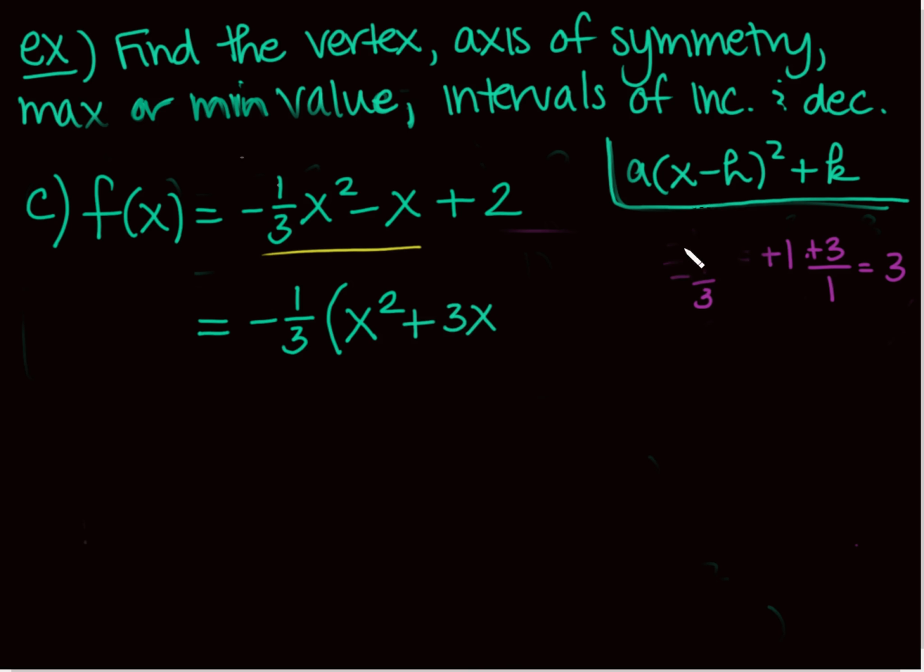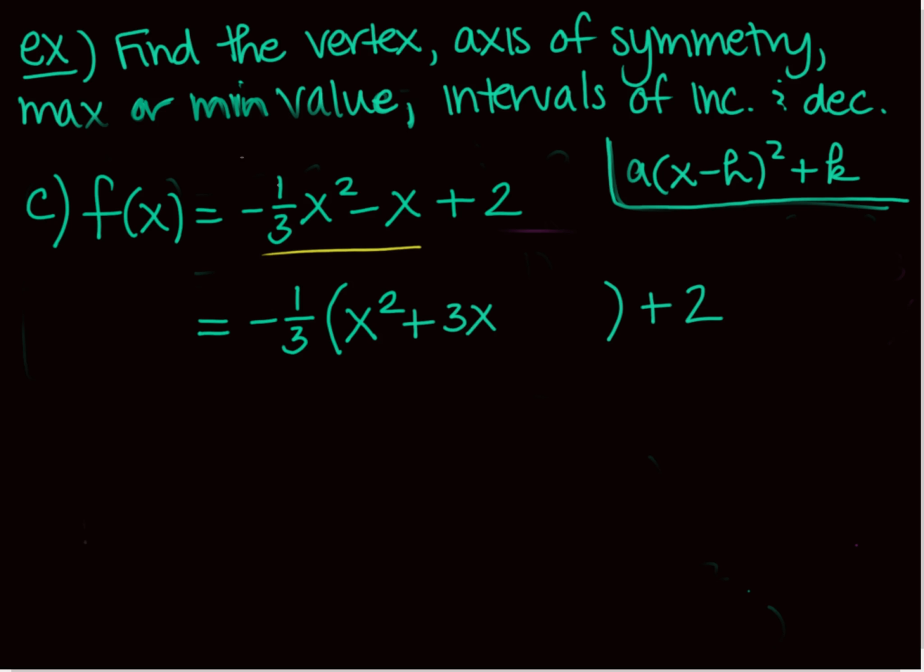How can you check yourself and make sure you did that correctly? You can always go and take that negative 1/3 back through, right? And you better get back what you started, people. Okay, I'm going to leave myself some room here, and the 2 is just going to hang out here because the 2 doesn't actually do anything yet. It doesn't do anything to help me complete my square. It will eventually, I'll need it for my vertex.